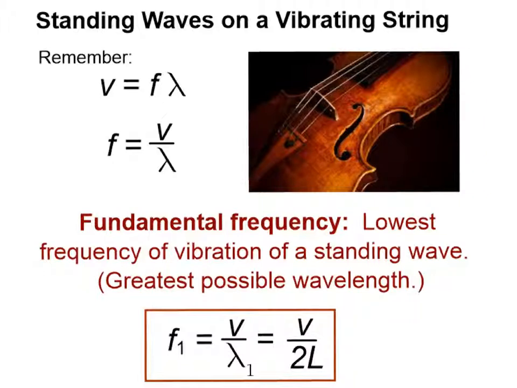Remember, the lowest frequency of vibration on a standing wave is going to be 2 times the wavelength. So we can substitute for the wavelength 2 times the string length. We know that is going to be the lowest frequency of vibration on that standing wave. It's also the greatest possible wavelength. That is called the fundamental frequency.